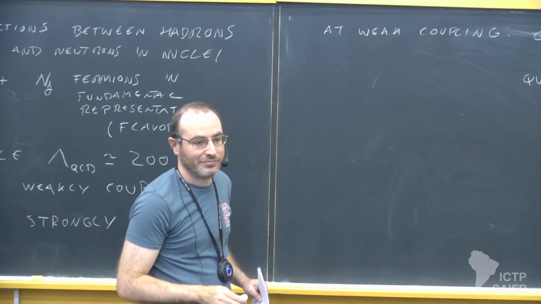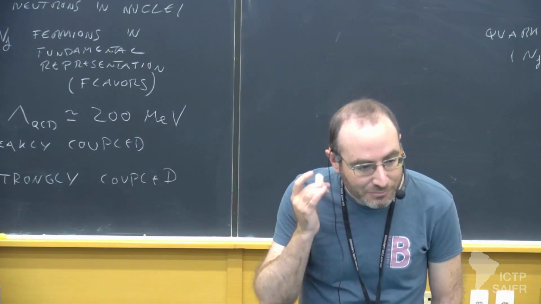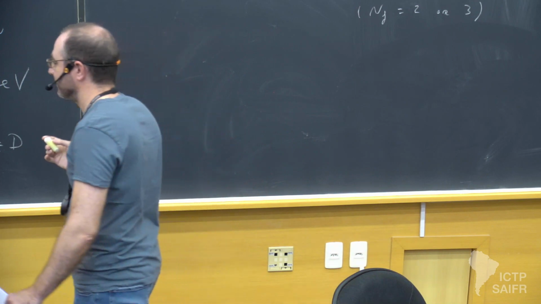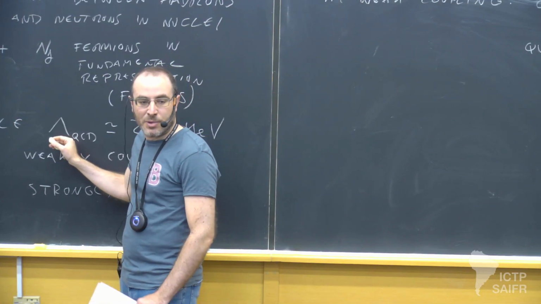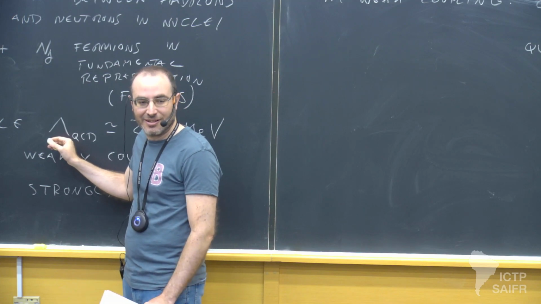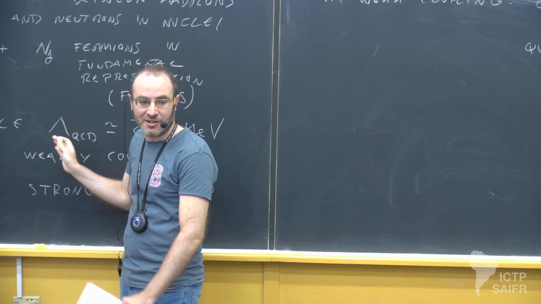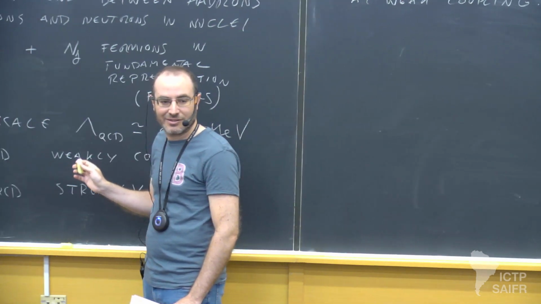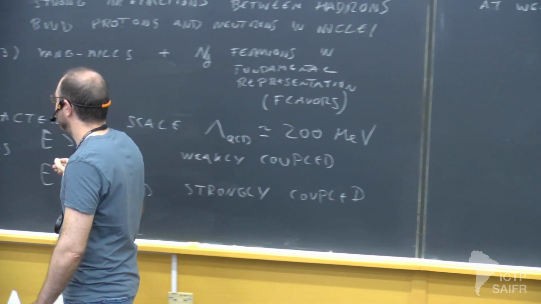Yes. What fixes lambda QCD? What fixes this characteristic scale for QCD? Well, lambda QCD is a parameter of the theory. In principle it could have any other value, but in nature we observe it has this value. So it's some parameter in the Lagrangian when we write down the Yang-Mills Lagrangian? No.